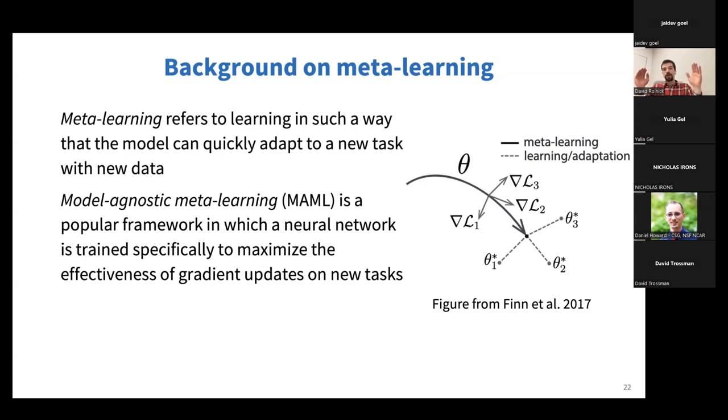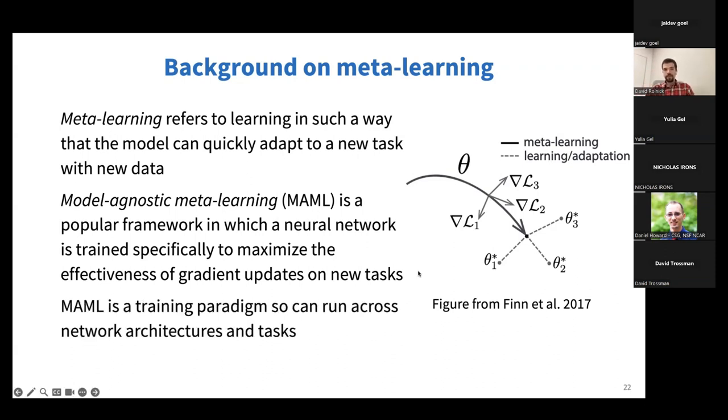And here, it's a deep learning-based approach where a neural network is trained specifically to maximize the effectiveness of gradient updates on new tasks. This is a little diagram from the original paper by Chelsea Finn and others. And the approach works in parameter space, so you're moving the parameters of your neural network. Normally you're moving the parameters in such a way that you're decreasing the loss with respect to task one or task two or task three. But in MAML, instead, you move to a place in the parameter landscape where you can quickly adapt to any one of several tasks. You could adapt to task one over here, you could adapt to task two over here or task three over here. And your goal is to be in a place where you can quickly adapt with very minimal new data to whatever new task you're seeing. This is a training paradigm that can run across different neural network architectures and different tasks.